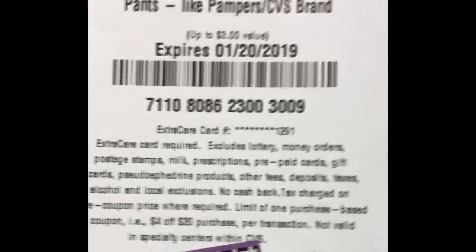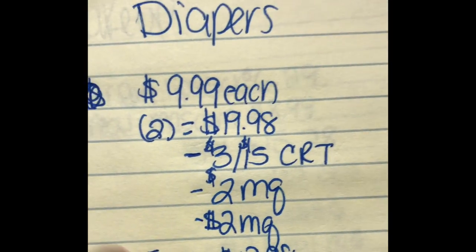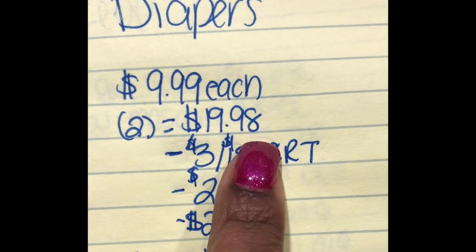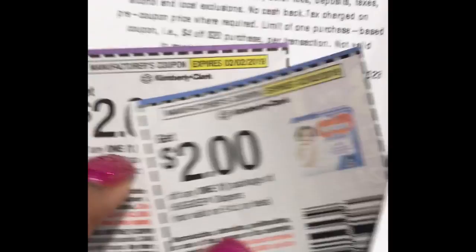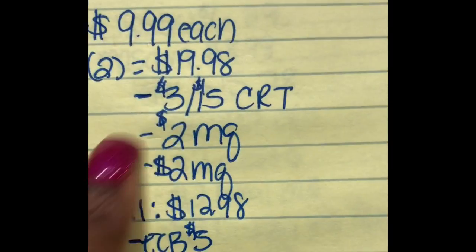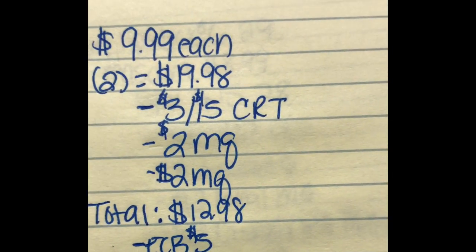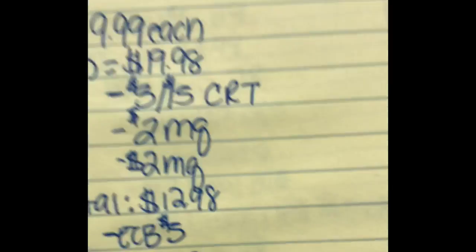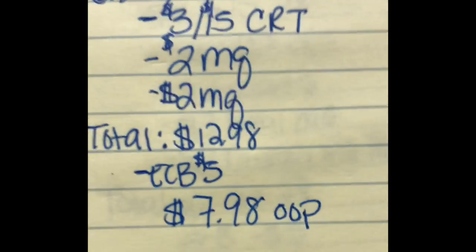So for the diaper deal, let's just say they're on sale for $9.99 each. We're going to grab 2 packs of diapers. It's going to bring our total to $19.98. We're going to use our $3 off $15 CRT, and we have two $2 off 1 manufacturer coupons. Once we use all of our coupons, our total is going to come down to $12.98. We had a $5 extra buck to roll. So here's our $5 extra buck. Once we roll our $5 extra buck, we're going to pay $7.98, okay?